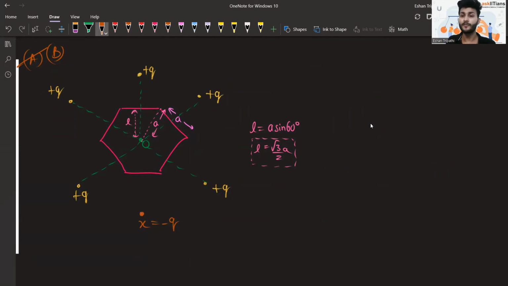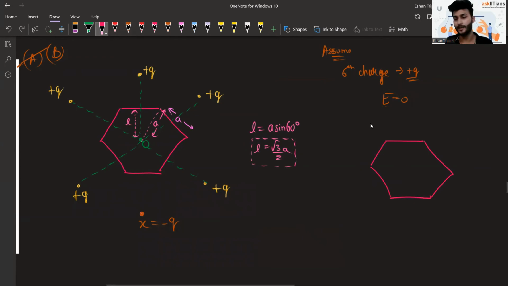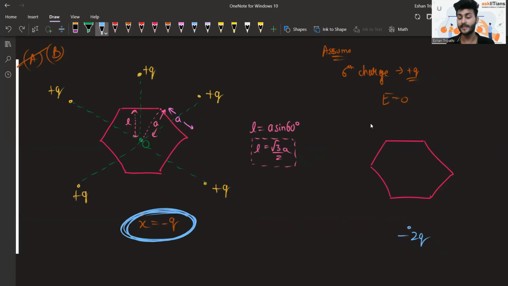What it says is, assume first of all that the sixth charge is plus Q. If the sixth charge is plus Q, then what will be the electric field? 0. So you can first of all consider plus Q charge to be present here. Claim that electric field is 0. But if you want to create this setup, now assume that there is this regular hexagon and there's a charge minus 2Q present over here. Why minus 2Q? Because minus 2Q plus Q earlier kept over here is going to give us the net same system which was in the question, minus Q. Minus 2Q plus Q is minus Q.